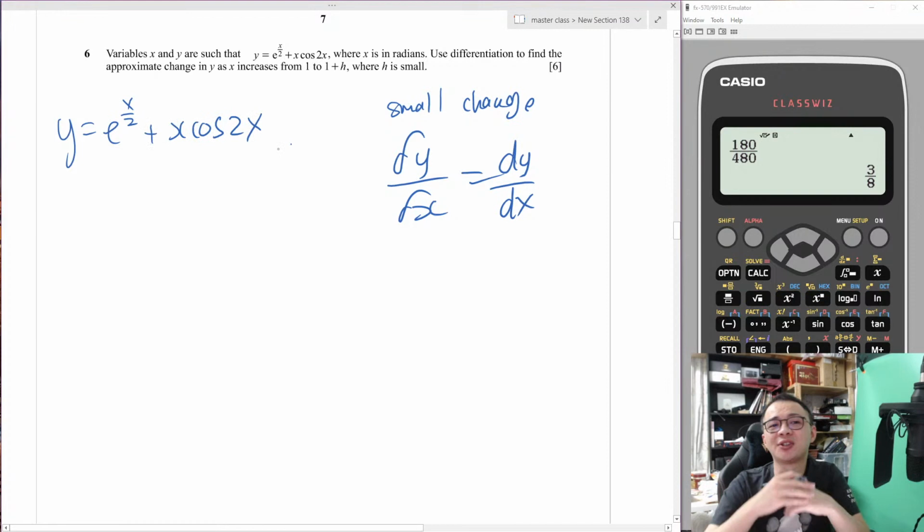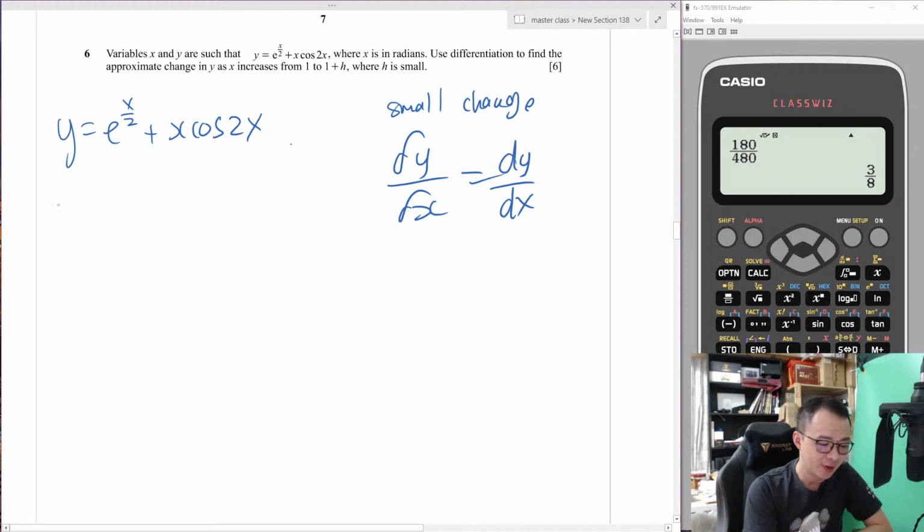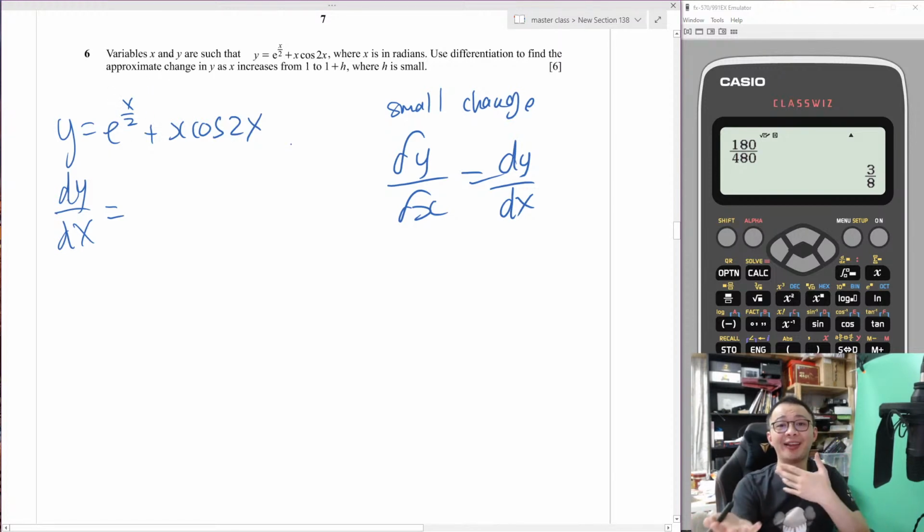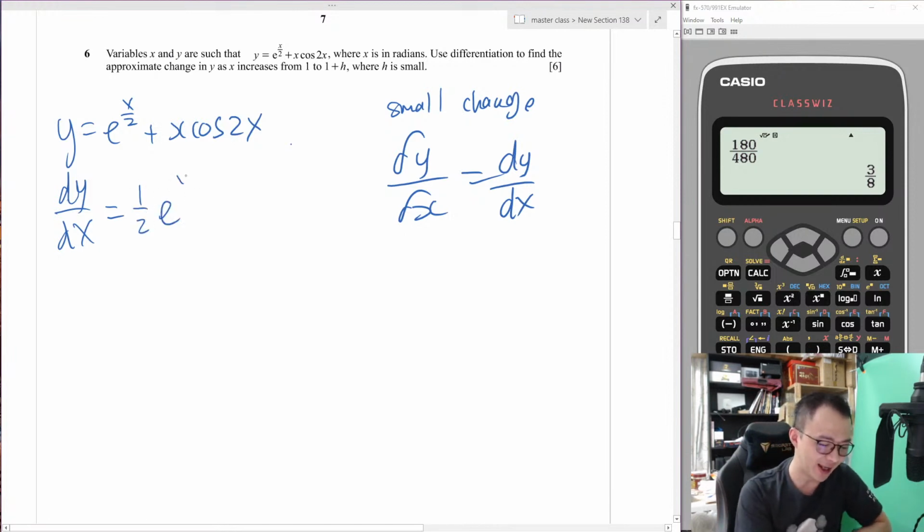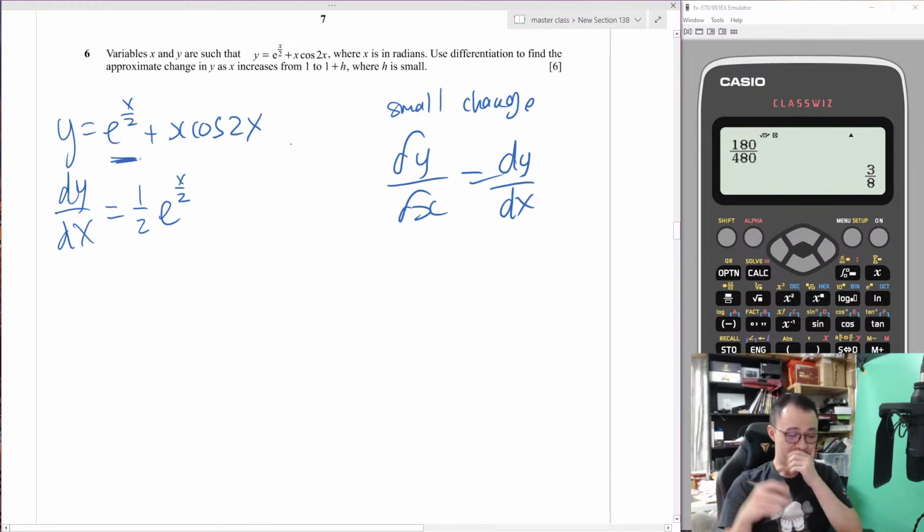This equation is not hard for us to differentiate, but you need to use the product rule for this kind of question. The first exponential is very easy. Basically, I differentiate the power and write it at the front. Differentiate x over 2, what do I get? I get 1 over 2, so this is 1 over 2 e to the power of x over 2. Okay, done differentiating e to the power of x over 2.